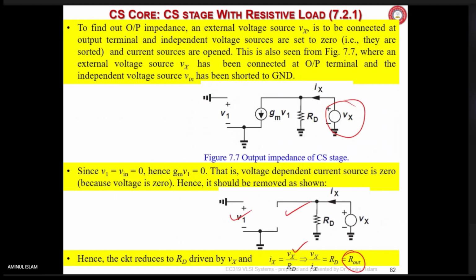Now, to find out the output impedance, we have already discussed, so it is meaningless to repeat. Same way, Vx to be externally connected here, and then find out the R out. It is nothing but RD if you neglect the CLM. Understood or not? Same thing is written.